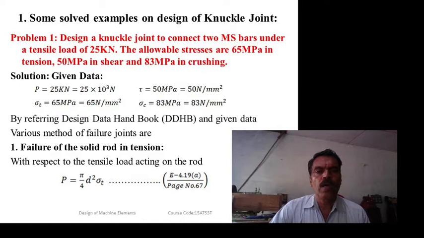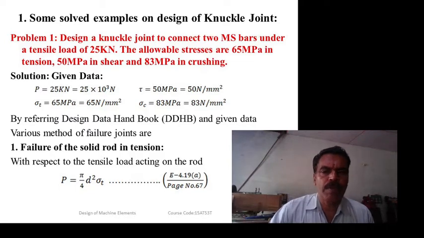Now I will read the first question, problem number 1. Design a knuckle joint to connect two MS bars under a tensile load of 25 kilonewton. The allowable stresses are 65 megapascal in tension, 50 megapascal in shear and 83 megapascal in crushing. These are all the data given in problem number 1.